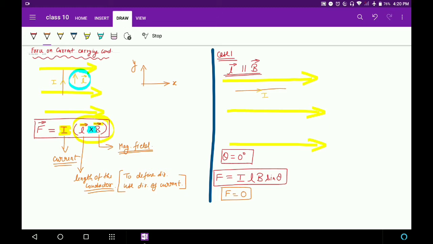Now this is very important. If I keep a current carrying wire in a magnetic field, is it guaranteed that it will experience force? No, it is not guaranteed. If it is kept parallel to the magnetic field, then it will experience no force, 0 force. Okay. Now let's see one more condition.